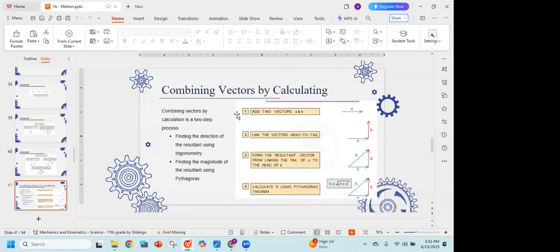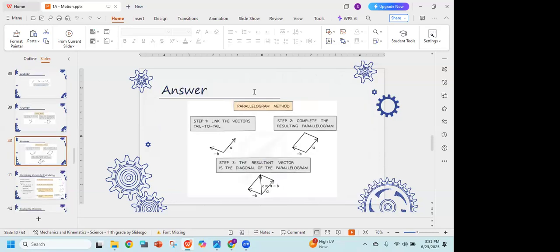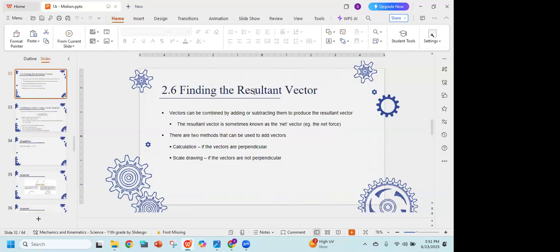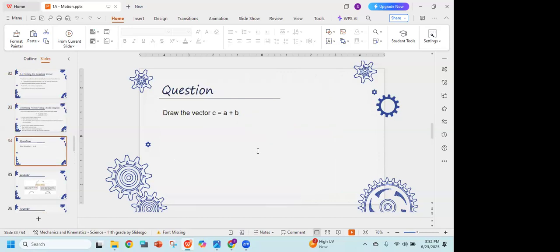So here is another method that you can use. Now we looked at how to draw them. I told you there were two methods that you can do it, either by drawing it or by calculation. So now we looked at how to draw it using a triangle method and a parallelogram. Next, we are going to resolve the vectors or find the resultant vector using a calculation. Most of the time we will be using this one, which is the calculation method. Clear? Okay.